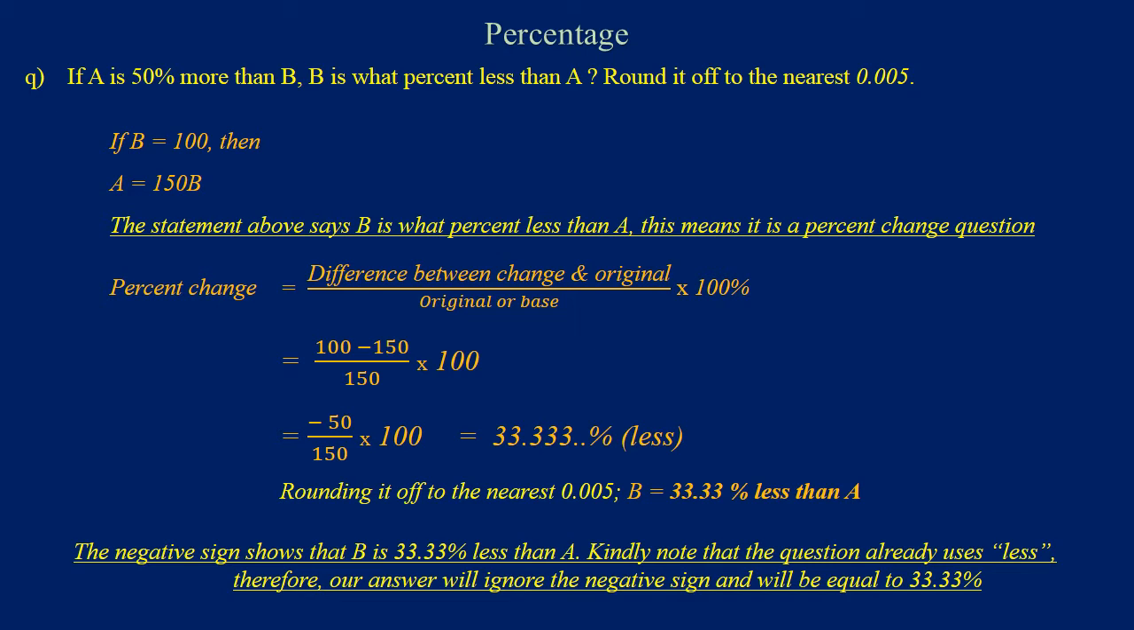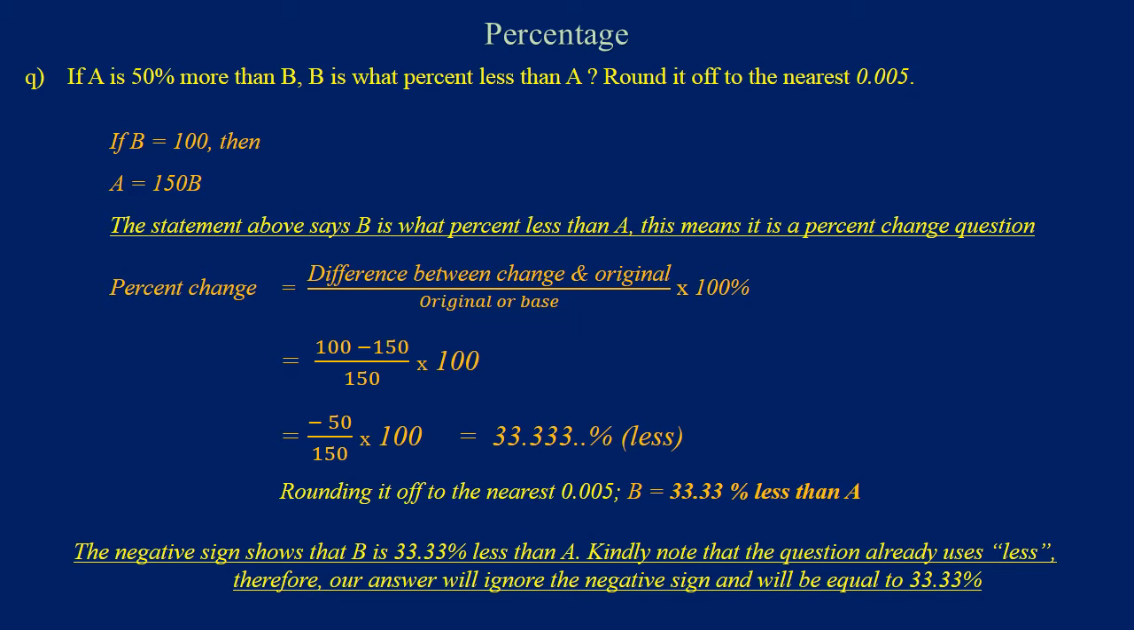Now kindly note that the negative sign shows that B is 33.33% less than A. And also note that the question already uses less. Therefore, our answer will ignore the negative sign and it will be equal to 33.33%. Right?